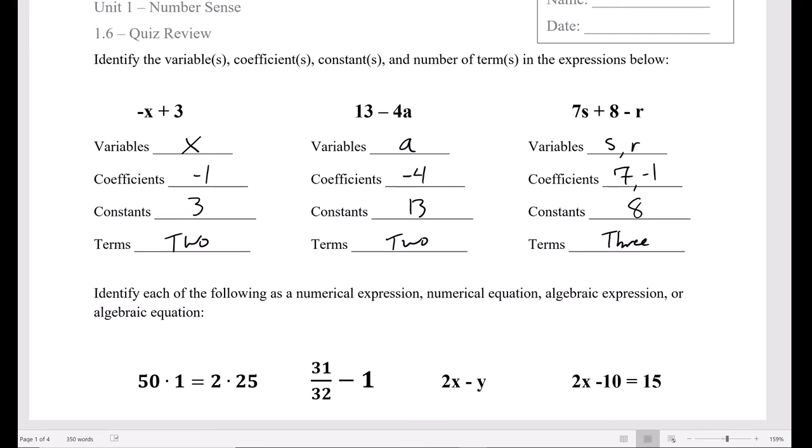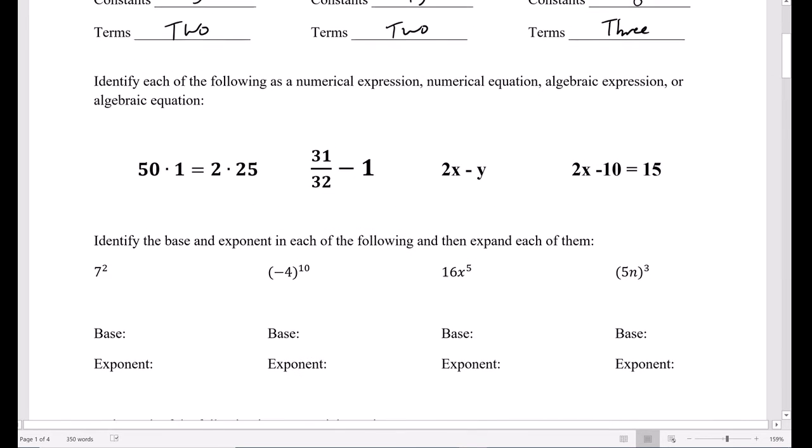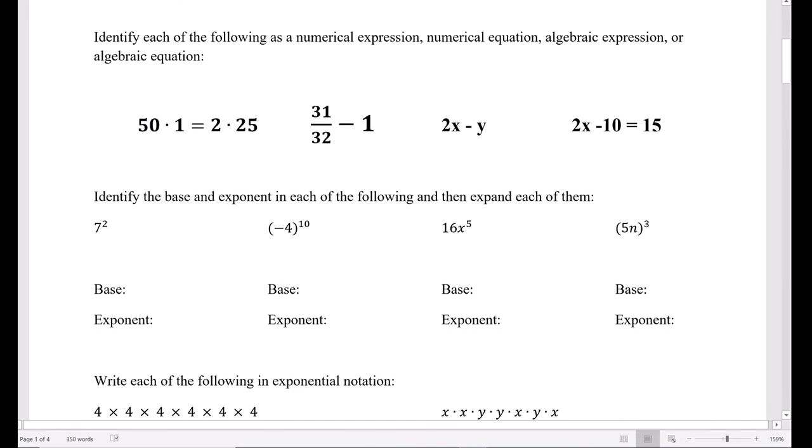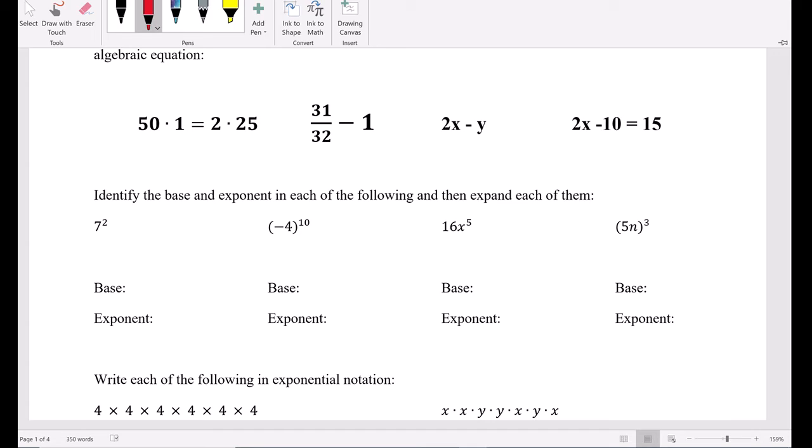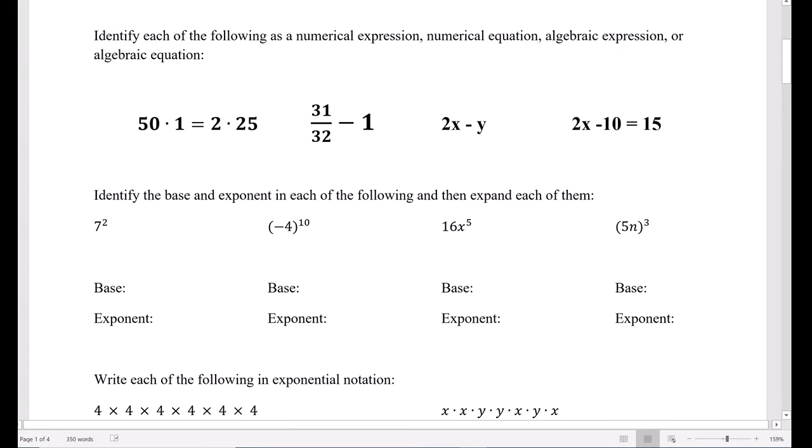Next we are asked to identify each of the following as being a numerical expression, numerical equation, algebraic expression, or algebraic equation. Remember, equations have equal signs, expressions do not. So this first one, 50 times 1 equals 2 times 25. That is an equation because there's an equal sign. There is no variable though, so that is numerical, so that's a numerical equation.